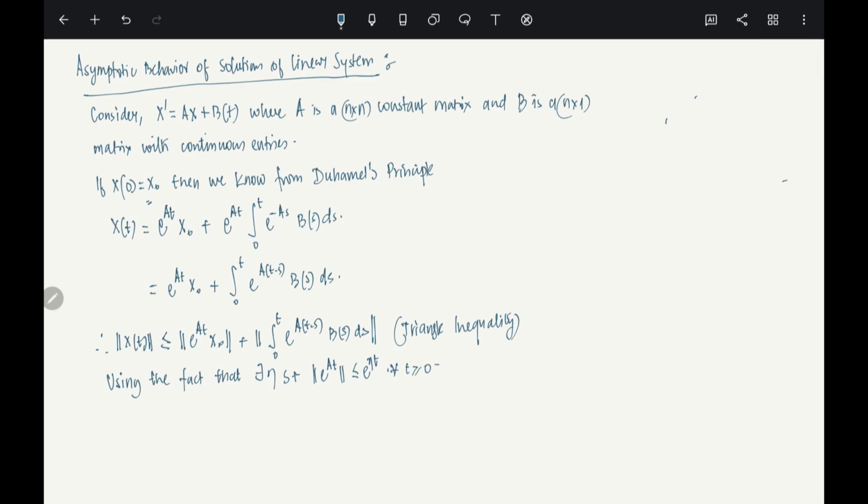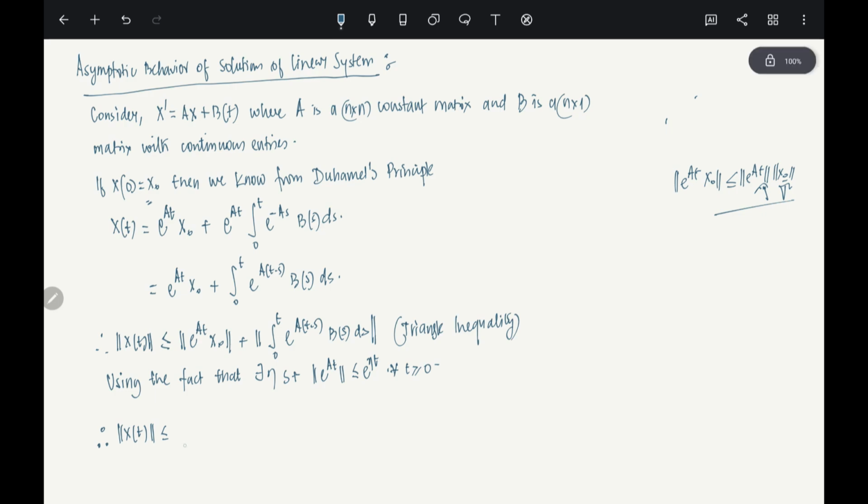Then we can use that inequality here, and therefore the norm of x of t can be less than or equal to the following. If you remember, the norm of e to the power A t times x naught can be bounded by the norm of e to the power A t times the norm of x naught. This norm is a matrix norm, this is the Rn norm. Is this okay? So this is dominated by e to the power eta t, right?